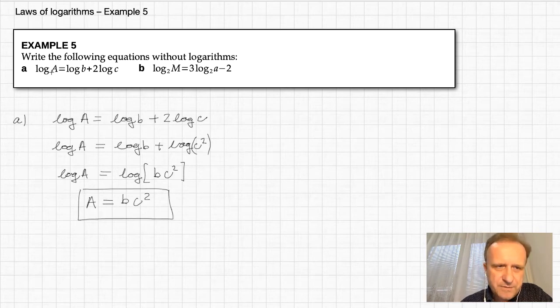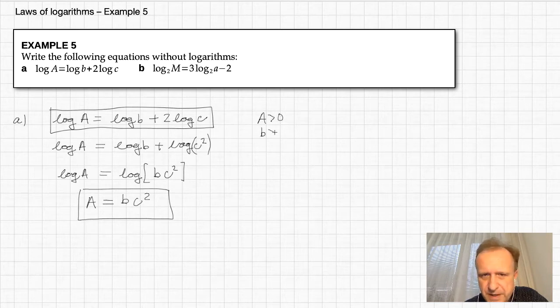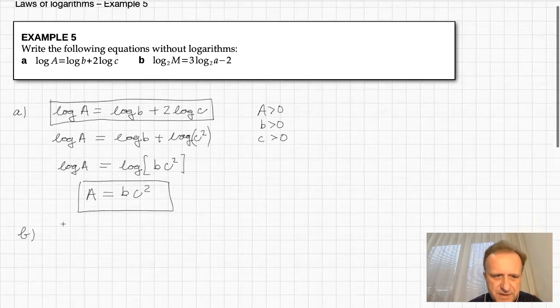So what we did, we wrote the equation here without logarithms, and this one is equivalent to this equation. Of course, the obvious requirements have to be met, and they are the following: a has to be positive, b has to be positive, and c has to be positive for these to be equivalent to each other. Okay, now let's move on to the second part, part B.